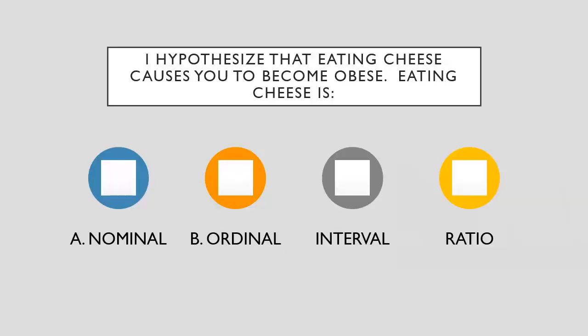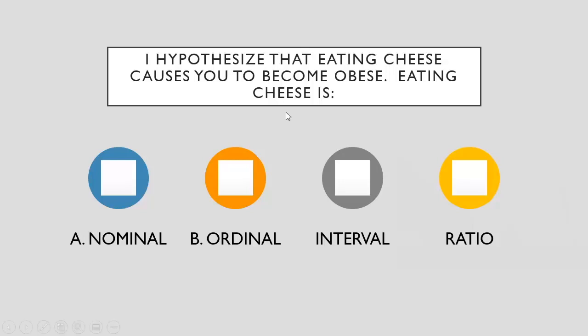I hypothesize that eating cheese causes you to become obese. So the way I figure out whether you're eating cheese is yes or no. You either are or you are not eating cheese. That would give me what data? Eating cheese is what kind of data? That would be nominal data because you are either in one category or the other. Yes or no. Those are the two categories, and that's it.